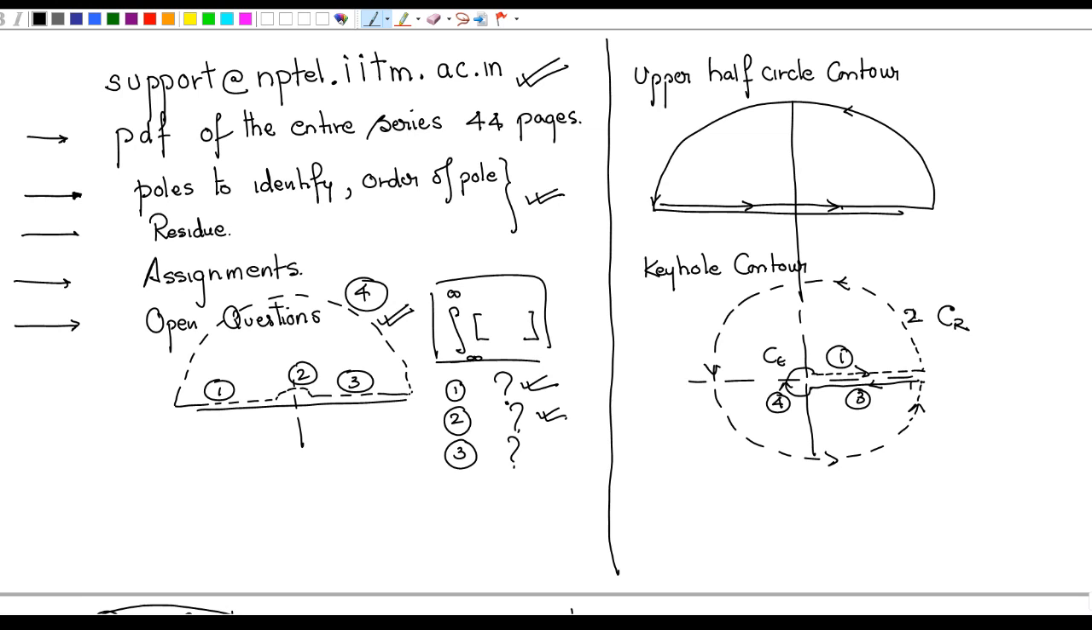How many are logged in, can anyone tell? 5 people are there. Okay. No, 6. Okay. We'll wait for 1-2 minutes. Yeah, we'll wait for some time.